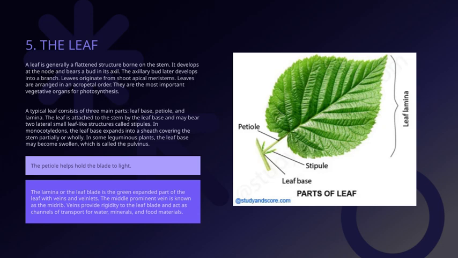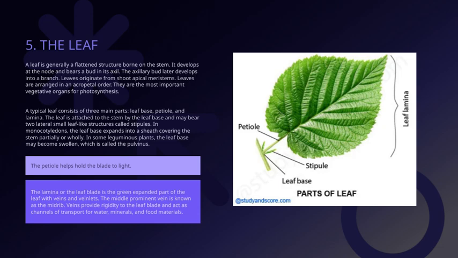Moving on, the petiole is a stalk that helps attach the leaf blade to the stem and plays a crucial role in positioning the leaf to maximize light capture. A typical leaf consists of three main parts: the leaf base, the petiole, and the lamina. The leaf base connects the leaf to the stem and can sometimes bear small leaf-like structures called stipules. In monocotyledons, the leaf base often expands into a sheath that partially or completely covers the stem. In some leguminous plants, the leaf base becomes swollen, forming what is called a pulvinus, which helps in movements like leaf folding.